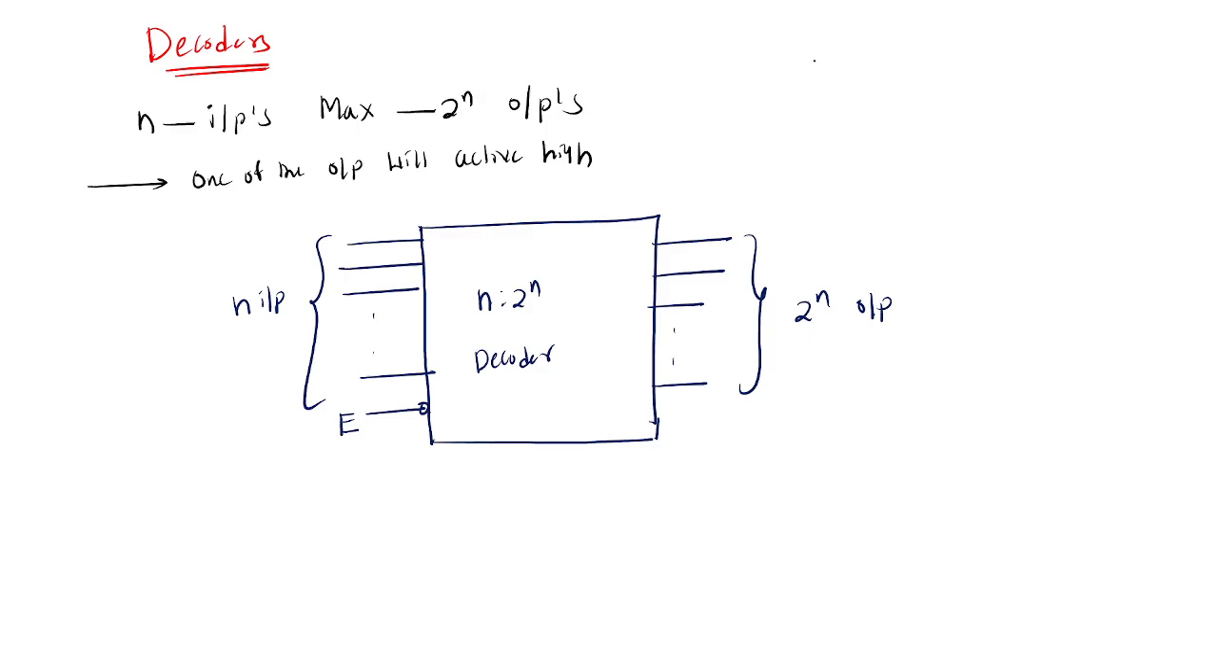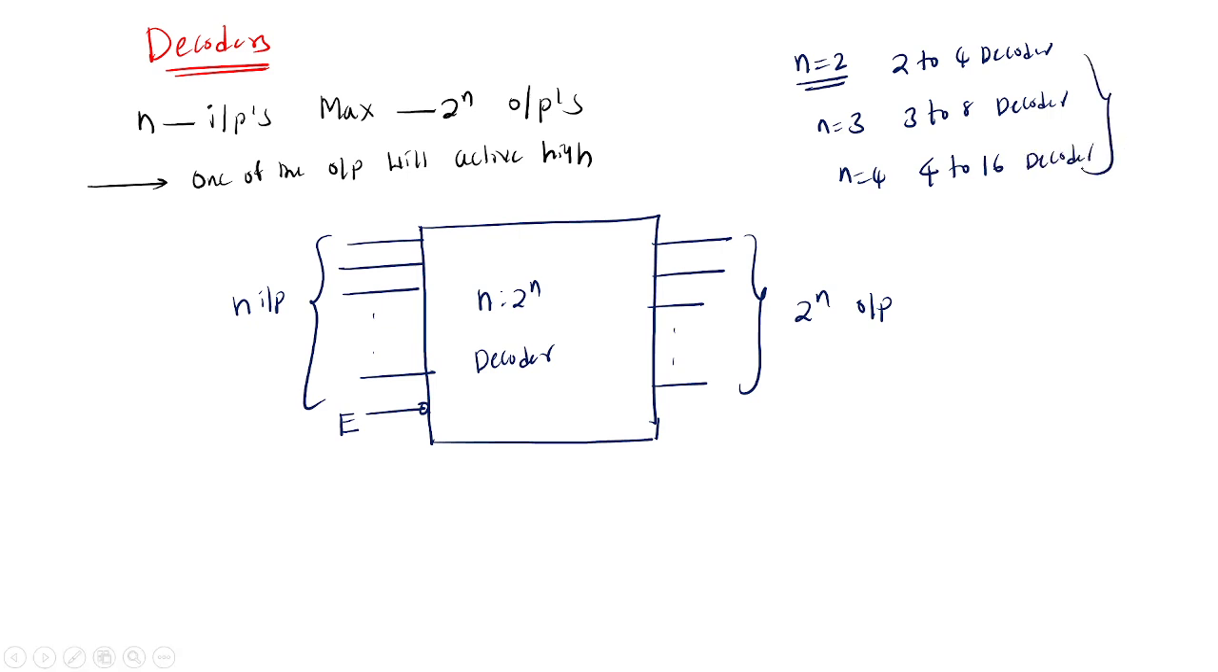Suppose if you take n equal to 2, you have a 2 to 4 decoder. Suppose n equal to 3, you have a 3 to 8 decoder. n equal to 4, you have a 4 to 16 decoder. So there are four types of decoders that we'll discuss. First is the active high enable 2 to 4 decoder.